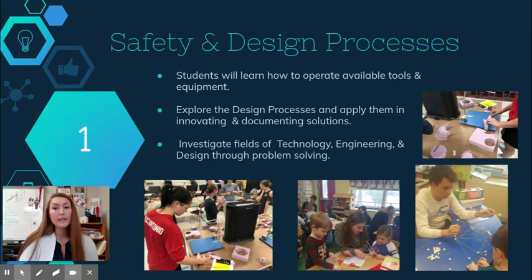Students will also explore the design processes and apply them in innovating and documenting solutions. Currently, your students are learning about the design processes and how they are utilized to optimize solutions. And we're also going to be investigating fields of technology, engineering, and design through problem solving. Students really get to work hands-on and see what it's like to be in one of these STEM fields and think like an engineer and think like a designer.